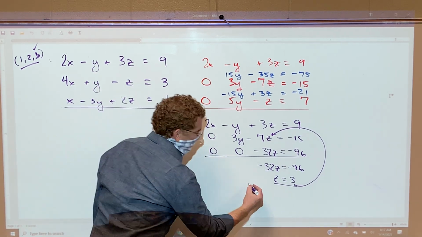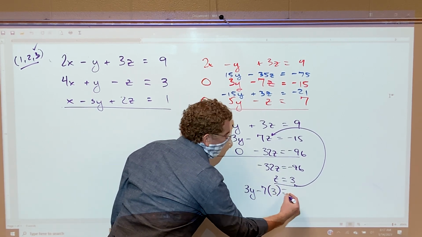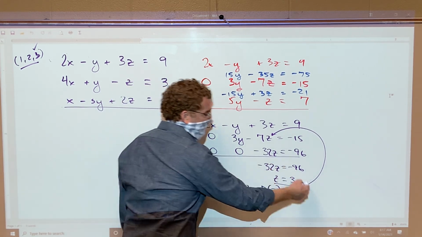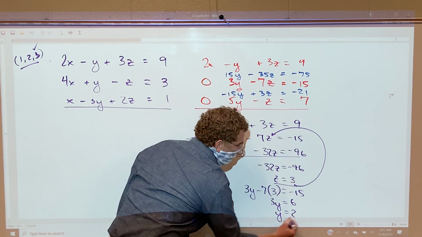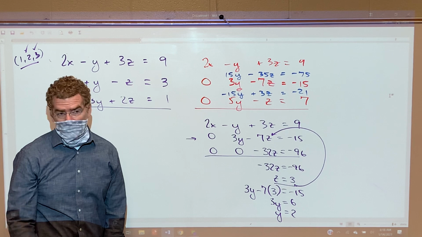And that gives you 3y minus 7 times your z value. And I can take that negative 21, add it to the other side, which gives me 6. So y is 2. Great, I've got the y value. I knew that was going to happen, although you won't know that.